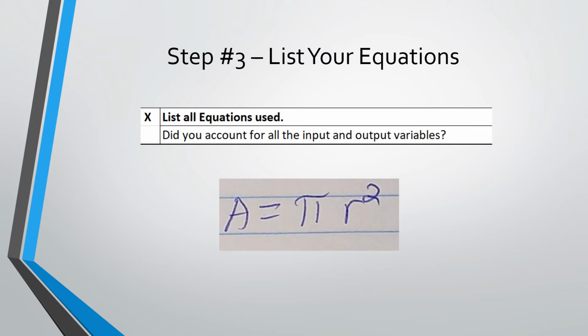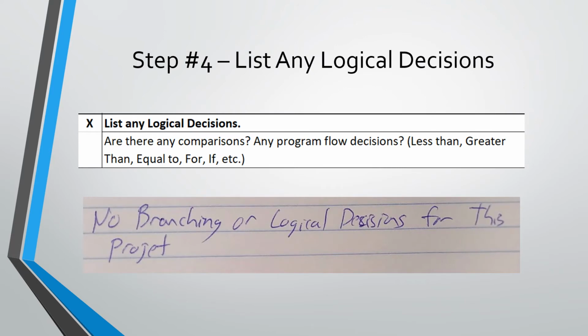Did I account for all my inputs and outputs? Well, it was a little tricky there in this particular case, right? My input was actually diameter. So I'd have to actually use the formula A equals pi times diameter divided by 2, squared, rather than r squared. I'm catching an error that I made myself here. But list my equation, and now you can see the issue I have with it.